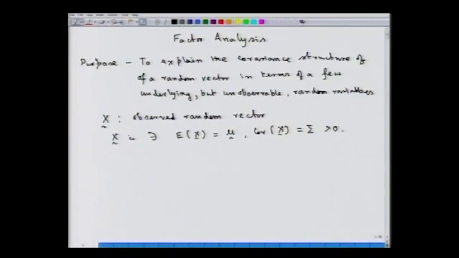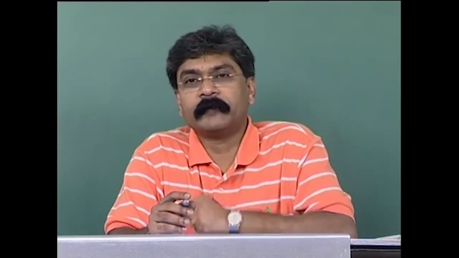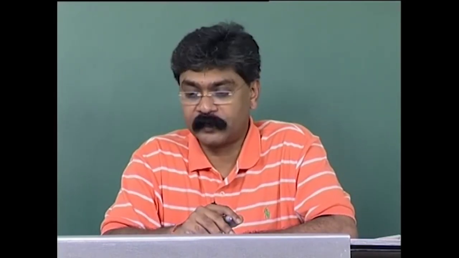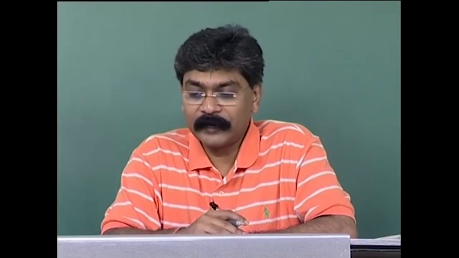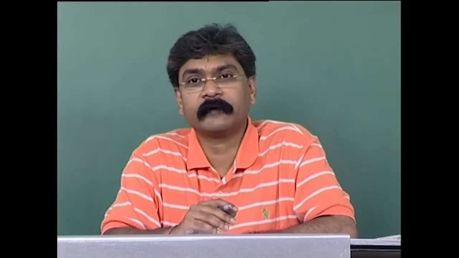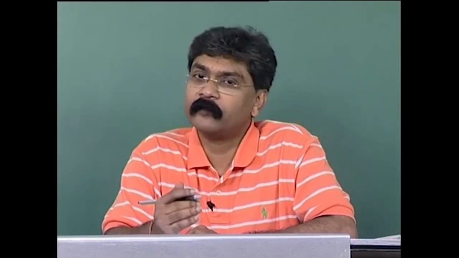There, from x we made an orthogonal transformation to another space, the space of principal components, and through an appropriate number of principal components we tried to capture the total variability in x through fewer linear combinations of x which were orthogonal among themselves. Here also we are concerned about the variance covariance structure, the sigma matrix, and we will try to explain this covariance structure sigma in terms of a few underlying factors. We will call them common factors. Those common factors are unobservable random quantities.